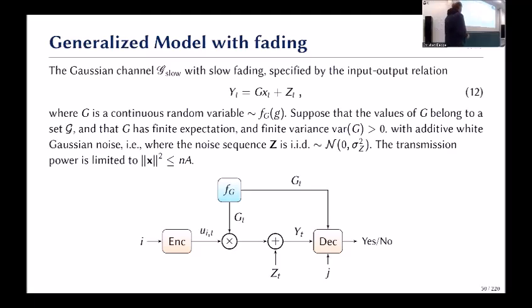We also generalize it to models with fading. First, we start with a slow fading model. In this case, we have an extra continuous random variable g. You see here, it happens because of interference or something. You have this extra random variable g here, and the transmission power is limited to m times a. And what is the result?